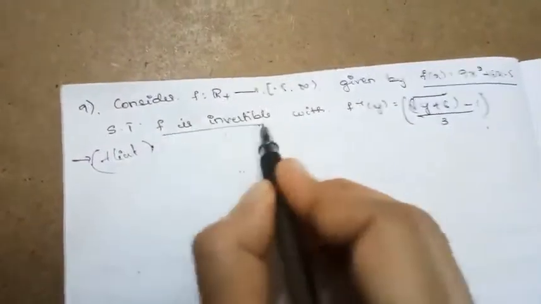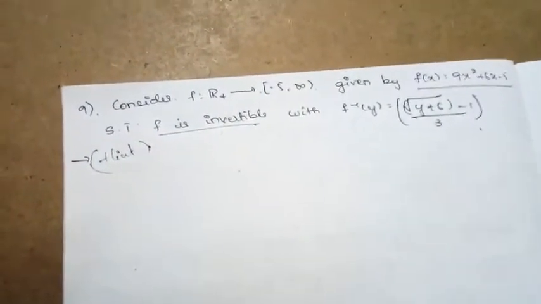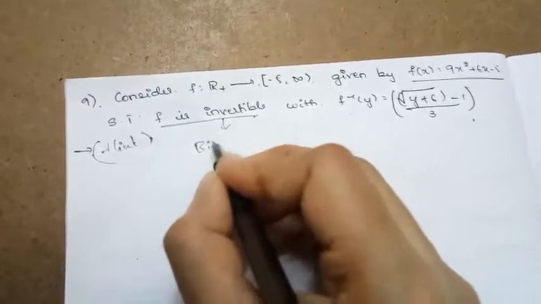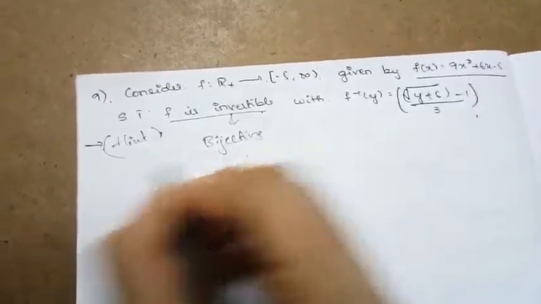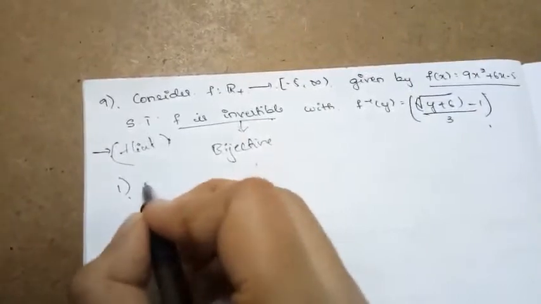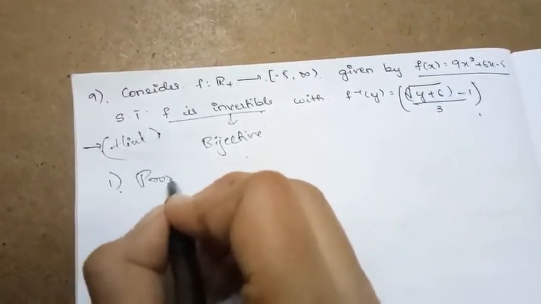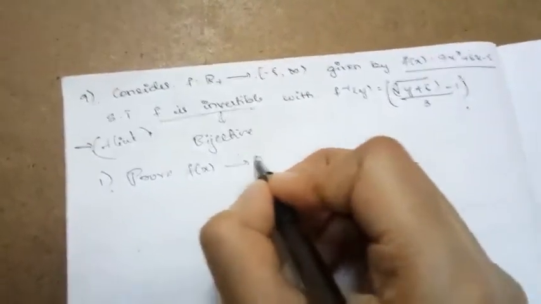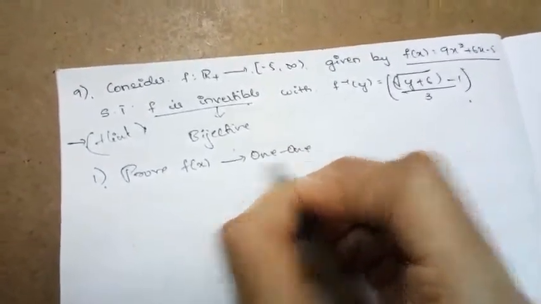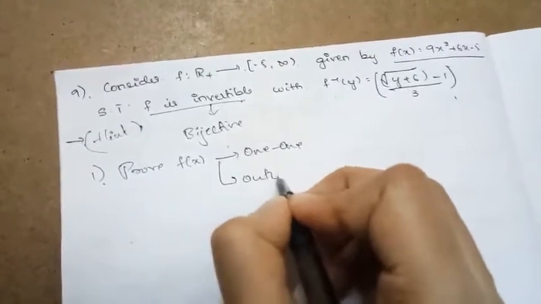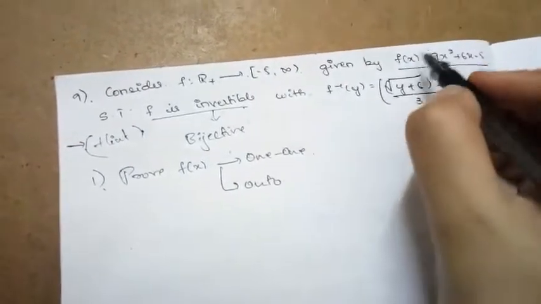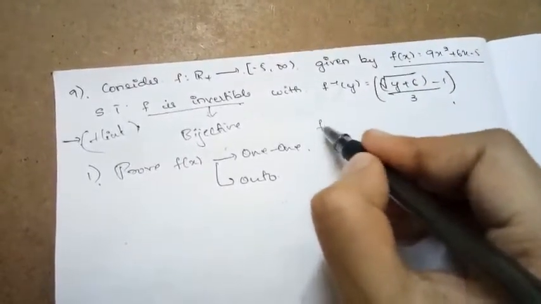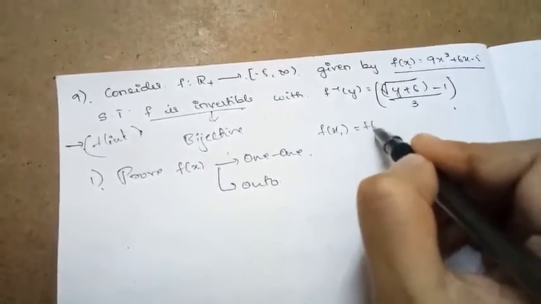First thing is to show that the function is invertible. To show it is invertible, we need to show the given function is bijective. So the first thing you need to do is prove that f of x is one-one and onto. How are we proving one-one? By taking two different elements and assuming f of x1 is equal to f of x2.